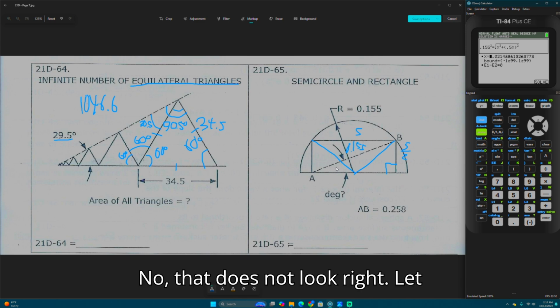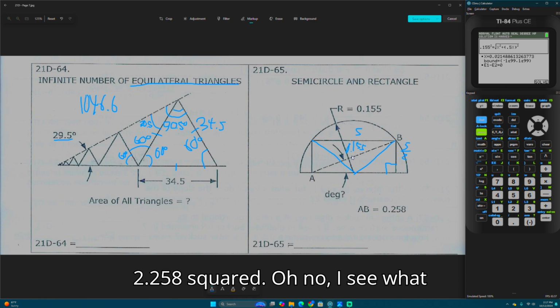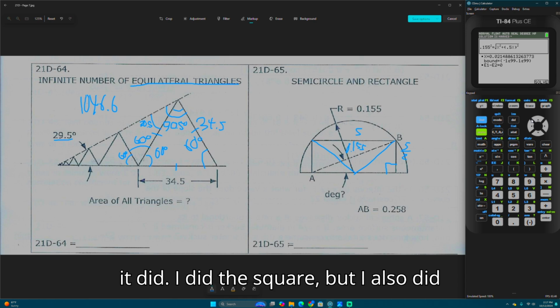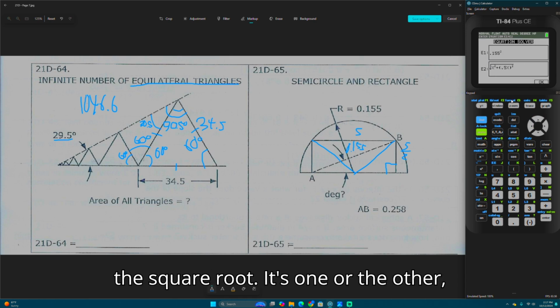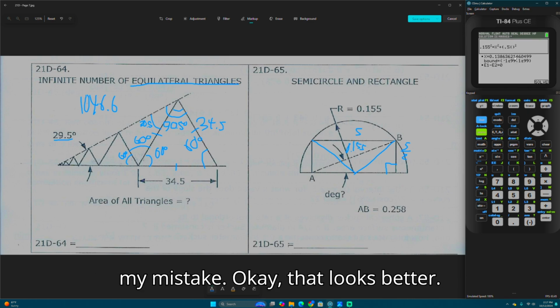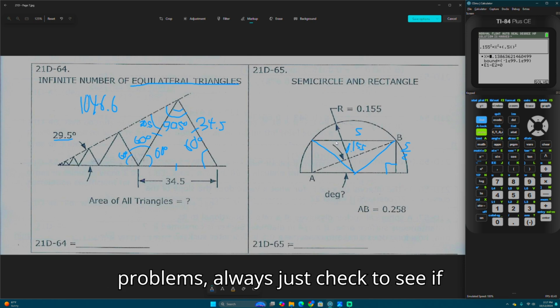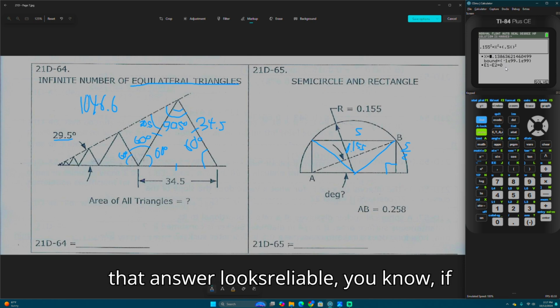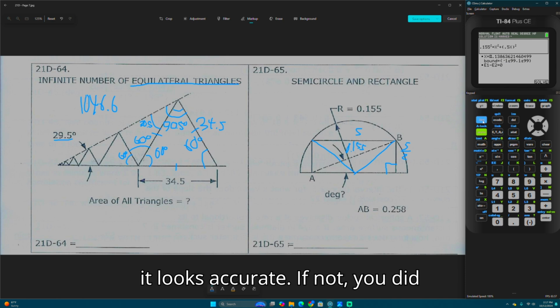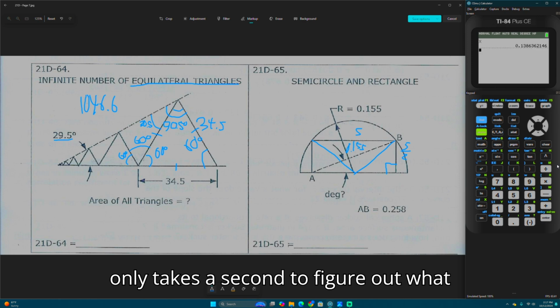No, that does not look right. Let me check. So, yep, 2.258 squared. Oh, no, I see what I did. I did the square, but I also did the square root. It's one or the other. You're not supposed to do both. That was my mistake. Okay, that looks better. That's why whenever you're solving these problems, always just check to see if that answer looks reliable, if it looks accurate. If not, you did something wrong like I did there. But it only takes a second to figure out what you did wrong.